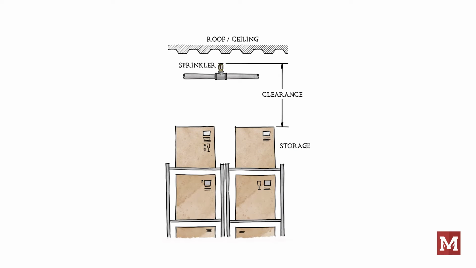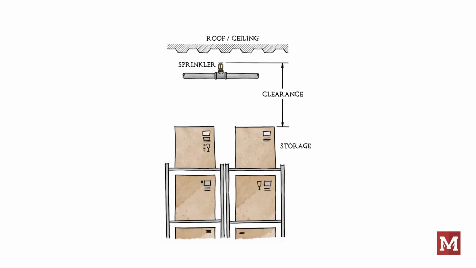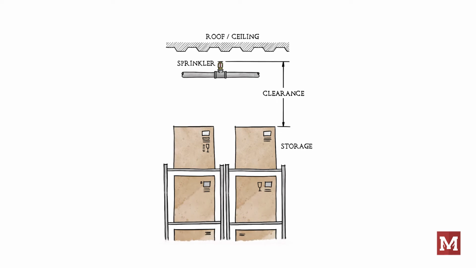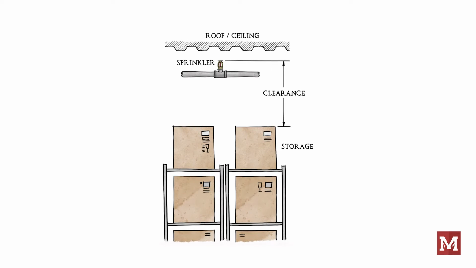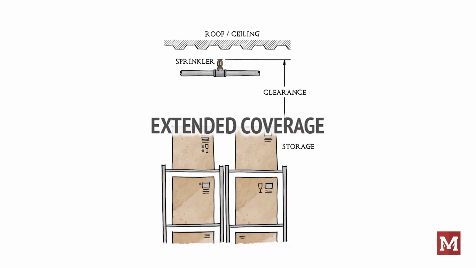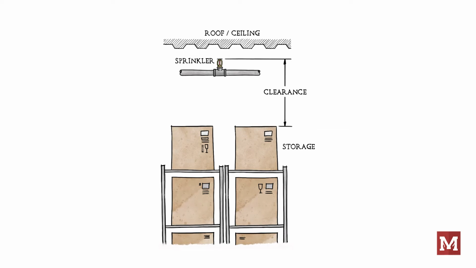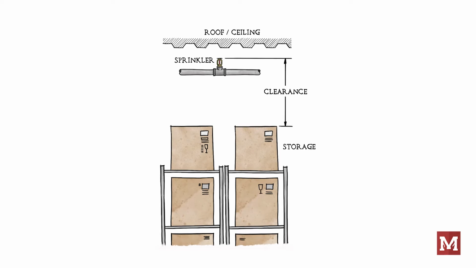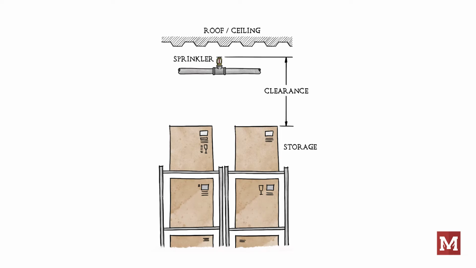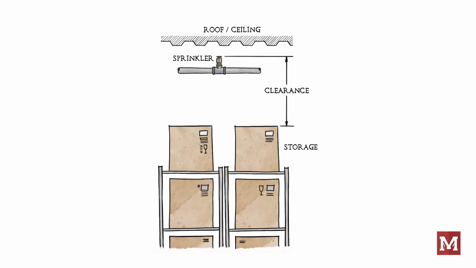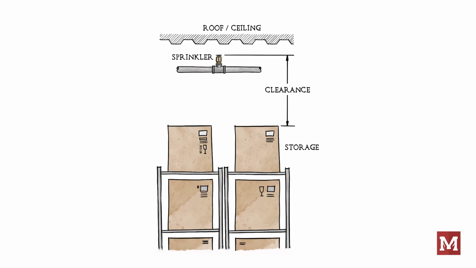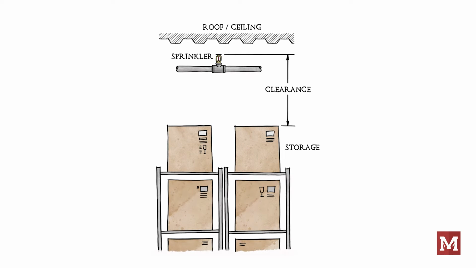Some inspectors like to simply say 18 inches or 3 feet, but it's a little more nuanced than that. The minimum distance from the sprinkler to the top of storage below depends on the type of sprinkler that is installed. For a standard spray sprinkler, extended coverage sprinkler, or sidewall sprinkler, the minimum clearance between the top of storage and the deflector needs to be 18 inches or 450 millimeters. This comes from section 20.6.6 of NFPA 13 in the 2019 edition or section 20.9.6 in the 2022 edition.